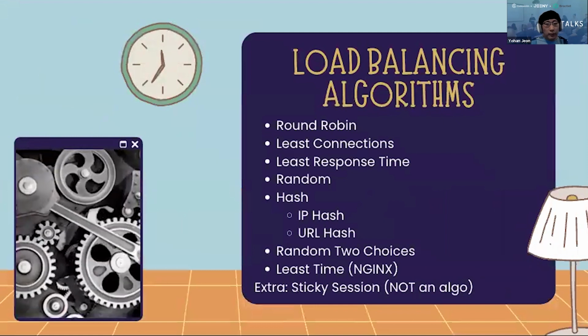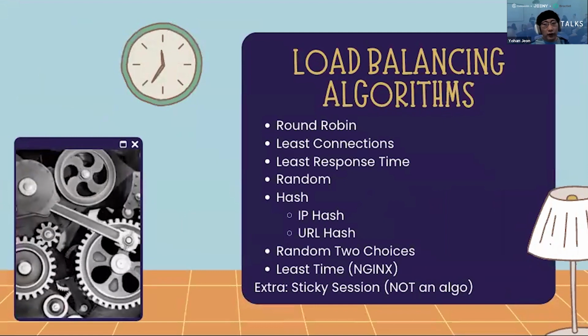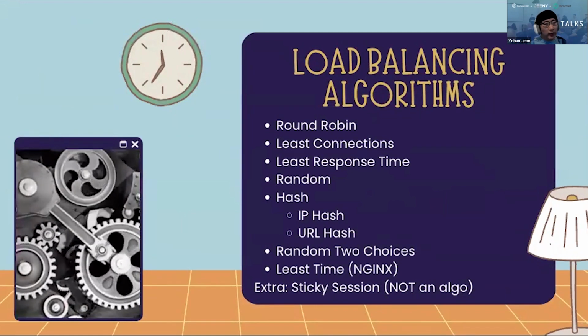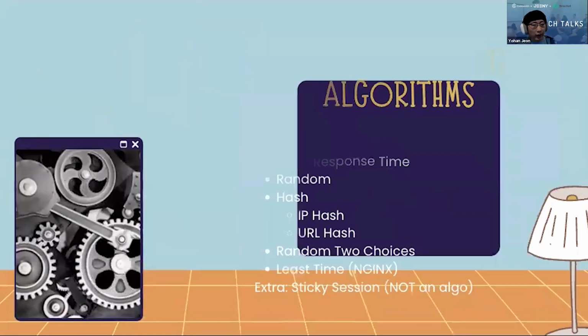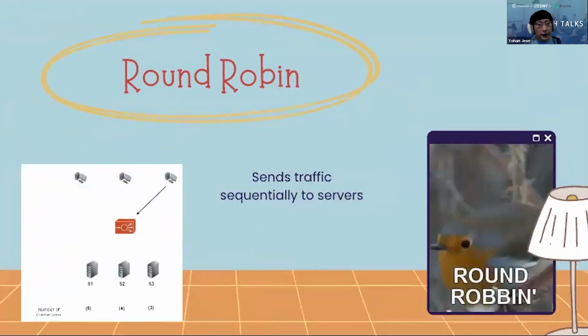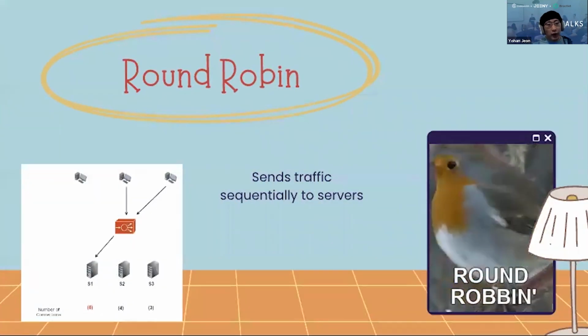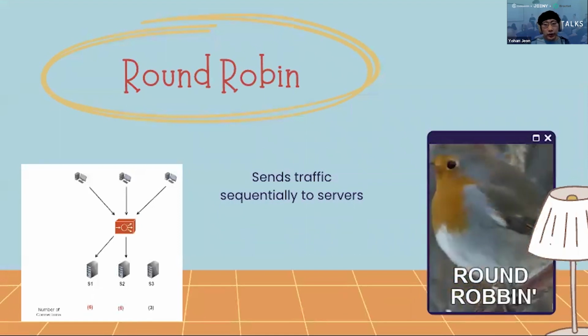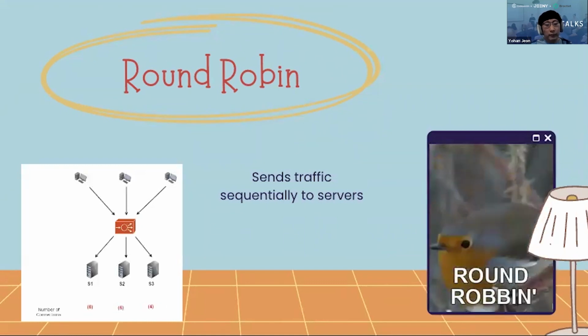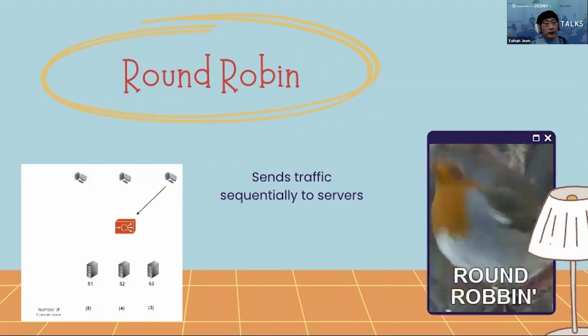Here is a list of the most commonly used load balancer algorithms. Don't worry about remembering everything here. I'll be going through each one in more depth. First is the round robin, which simply serves requests to servers sequentially. For example, if there are 3 servers, the load balancer will send traffic to servers in the order they came: server 1, server 2, server 3, and back to server 1, and so on and so forth.